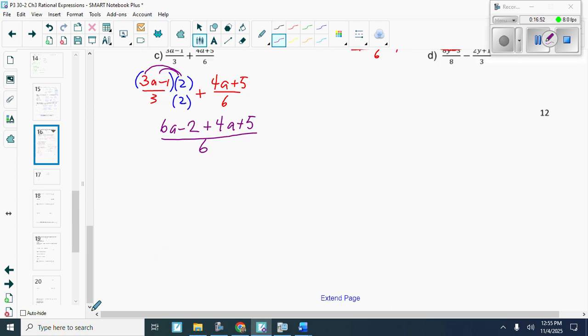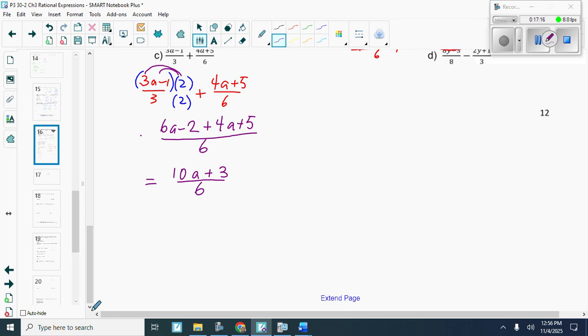I have 6a and another 4a, so we should have 10a. I have negative 2 plus 5, so I should have plus 3, all over 6. Is there any GCF I can take out of the top? No, there's not. So this one is as simple as it gets.